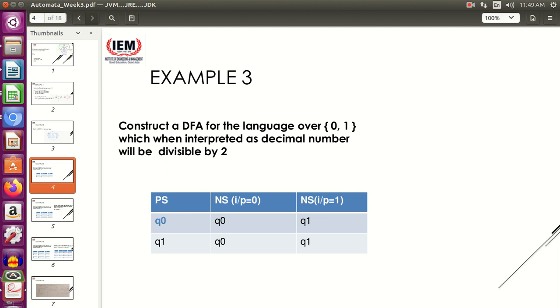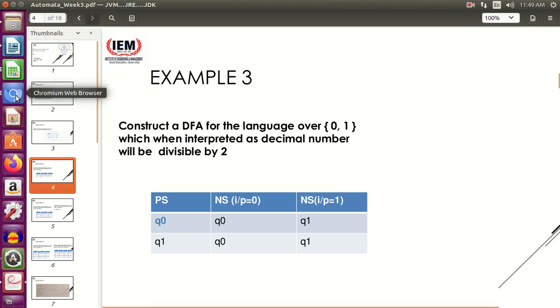Now try to understand the question. Here the language is over 0, 1, and it says that whenever you have a sequence of 0 and 1 and you change that binary number into a decimal number, that decimal number should be divisible by 2. So you should construct the DFA in such a manner that it will accept only strings which when converted to a decimal number will be divisible by 2. Yes, exactly. In the last it will be a 0.